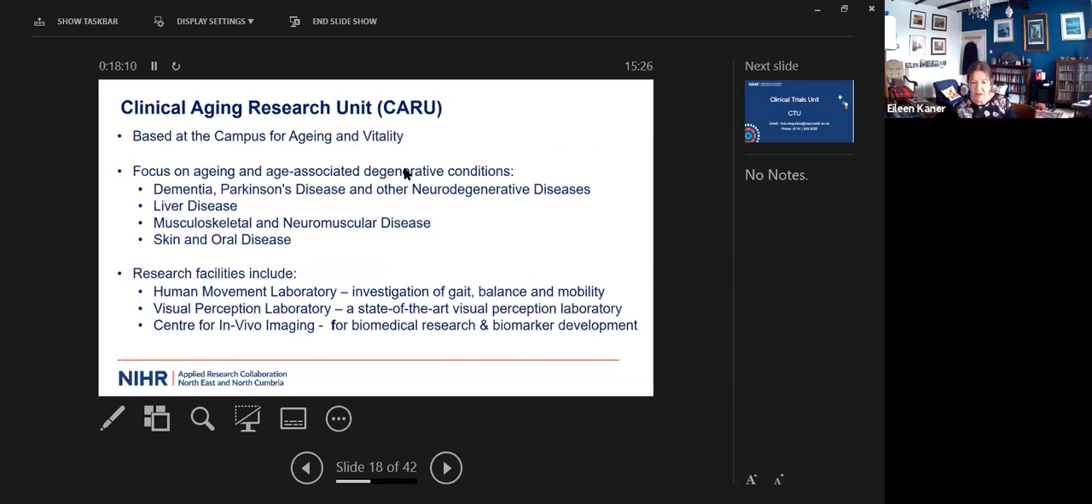And this is just a little bit of information about the clinical ageing research unit over in the Campus for Ageing and Vitality, and that's focusing on a lot of the conditions around later life, including degenerative conditions. And over on the general site, there's some very specialist equipment which helps researchers and clinicians think about gait, which is how we walk and how we move and how our muscles and bones all work together. But they've also got specialist equipment to do with visual perception and the ability to do imaging to try to take forward biomarkers, etc.